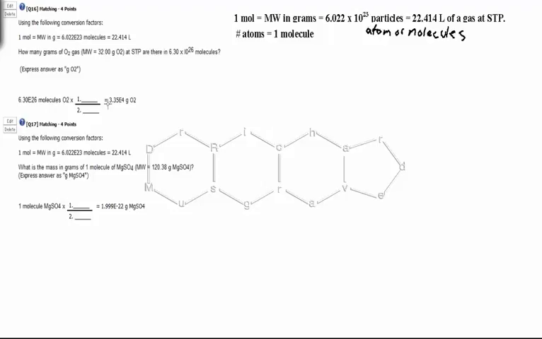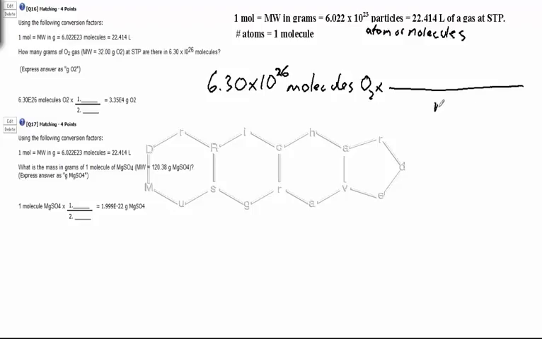Alright, looking at this next one, how many grams of O2 gas are there at STP in 6.30 times 10 to the 26 molecules? Alright, so we start out with 6.30 times 10 to the 26th molecules of O2. And we know molecules of O2 has to go on the bottom because it has to cancel with that one. And we're looking for grams of O2, so I'll put that on top.